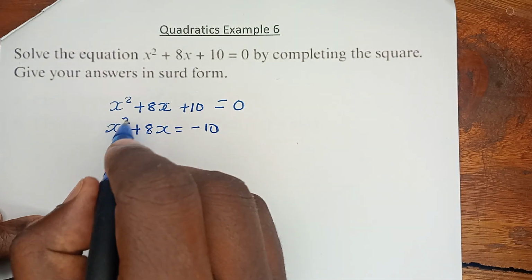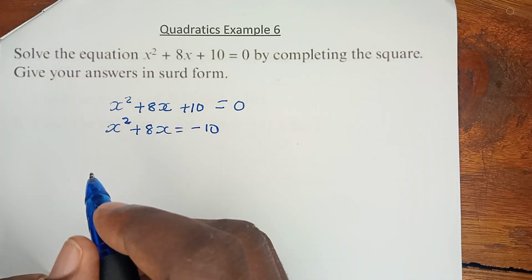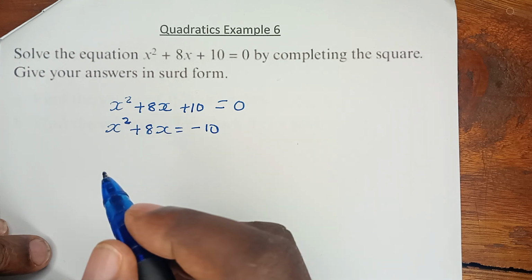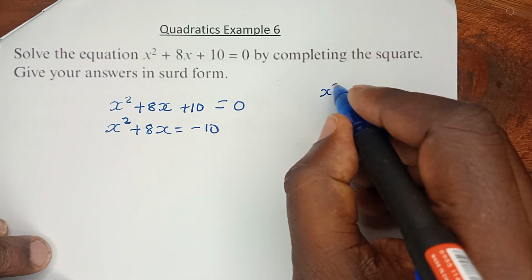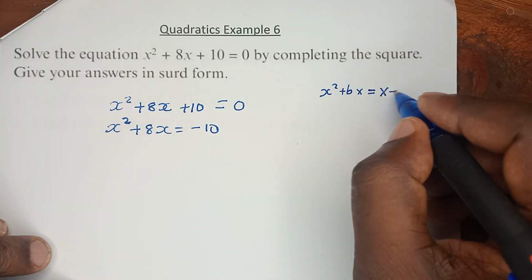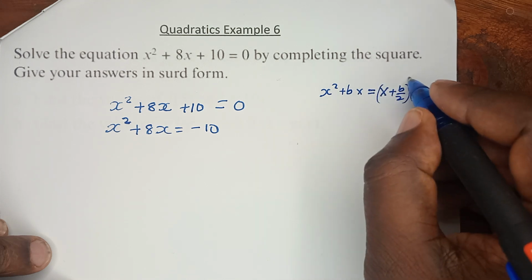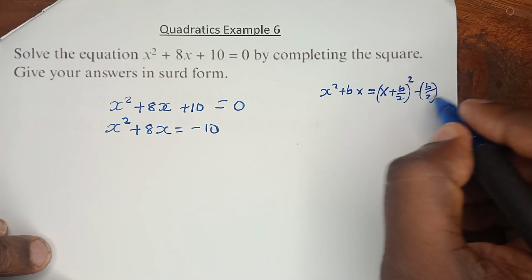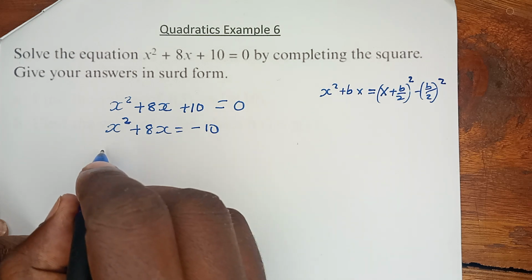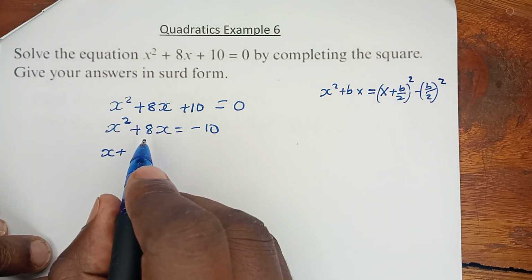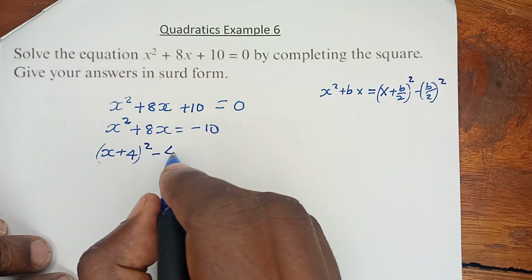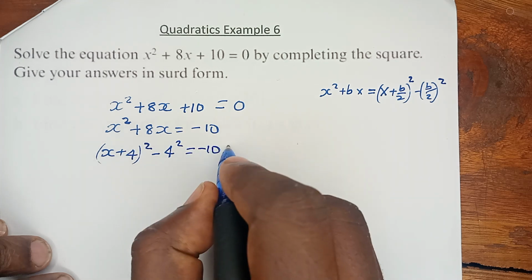I can now complete the square of these terms because this one is already in the form of x squared plus bx. We all know from the previous video that x squared plus bx, after completing the square, is x plus b over 2 squared minus b over 2 squared, and that is it. So we need now to apply this here. We have x plus our b, which is 8 over 2, becomes 4 squared, minus 8 over 2, 4 squared, is equal to negative 10.